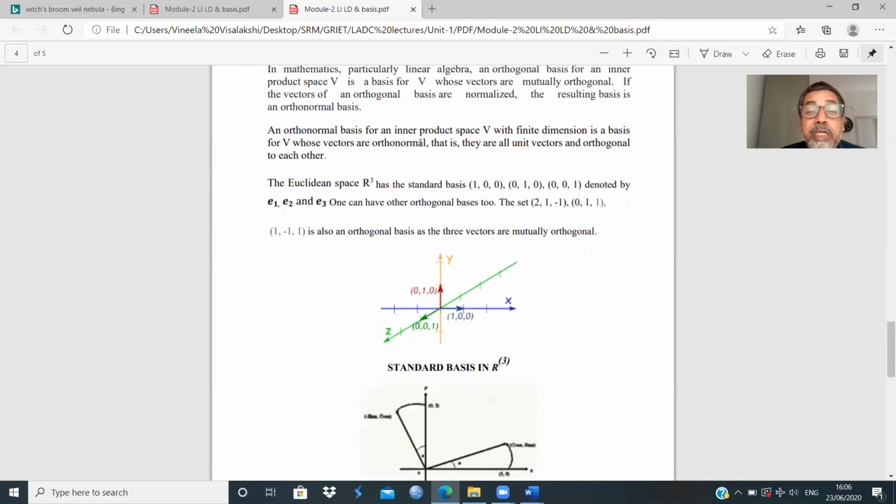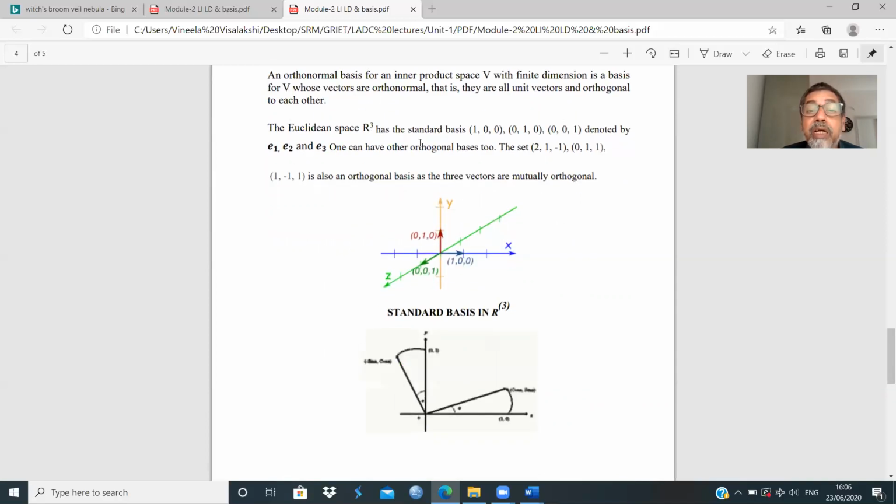So you can see in these diagrams that in the first figure we are seeing the standard basis for the R3 space. You know, in the R3 space, the standard basis vectors are (1, 0, 0), (0, 1, 0), (0, 0, 1) in the directions of the positive x, positive y, and the positive z axis. Observe that all the three vectors are mutually orthogonal.